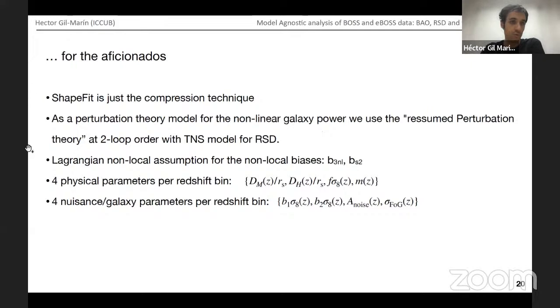But yeah, so apart from these 4 variables, I'm also going to be constraining galaxy parameters, which are nuisance to me. So I just need to marginalize over them just to account for the complex galaxy physics. And in this case, I'm just going to assume a first order and a second order bias parameters, an amplitude for the shot noise, and a parameter that regulates the thickness of cut.